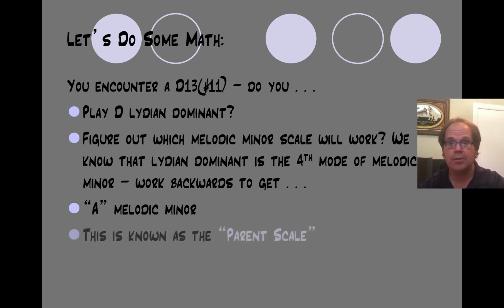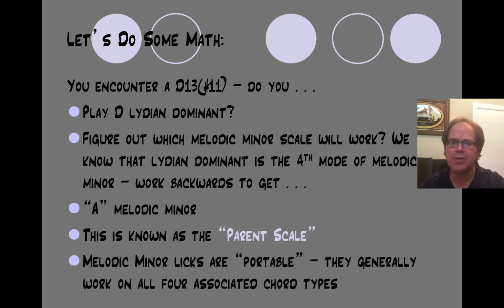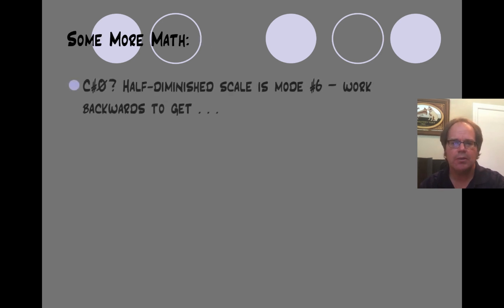I don't know, what do you think? So that's known as the parent scale, right? A melodic minor in this case would be the parent scale. Here's the thing. When you learn some licks in this scale, they tend to be portable. And, well, let's do some more math first. So how about C sharp half diminished? What would be the parent scale?